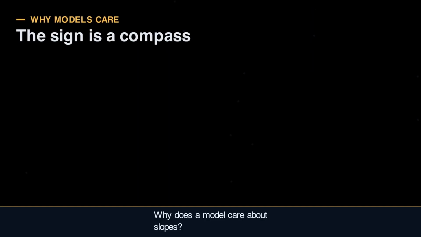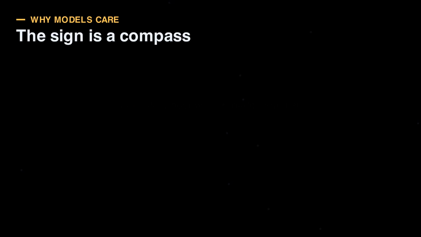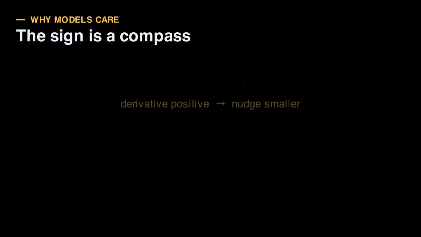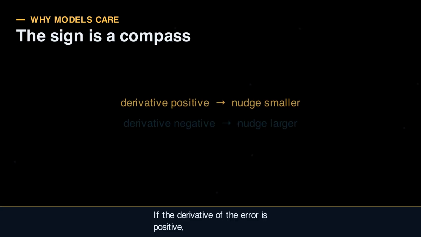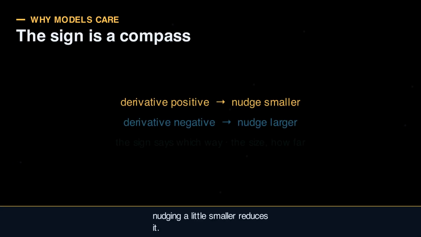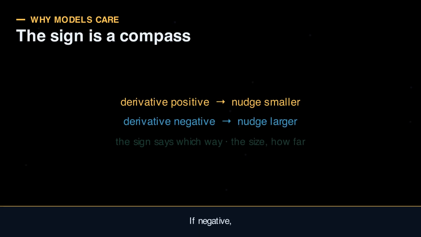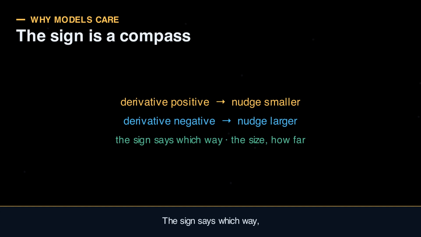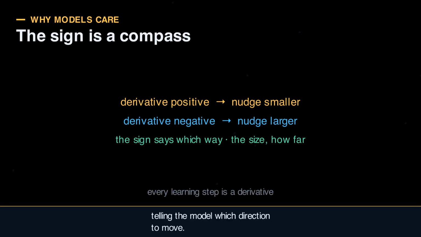Why does a model care about slopes? Because the derivative points the way to better. If the derivative of the error is positive, nudging a little smaller reduces it. If negative, nudge larger. The sign says which way, the size says how far. Every learning step is a derivative, telling the model which direction to move.